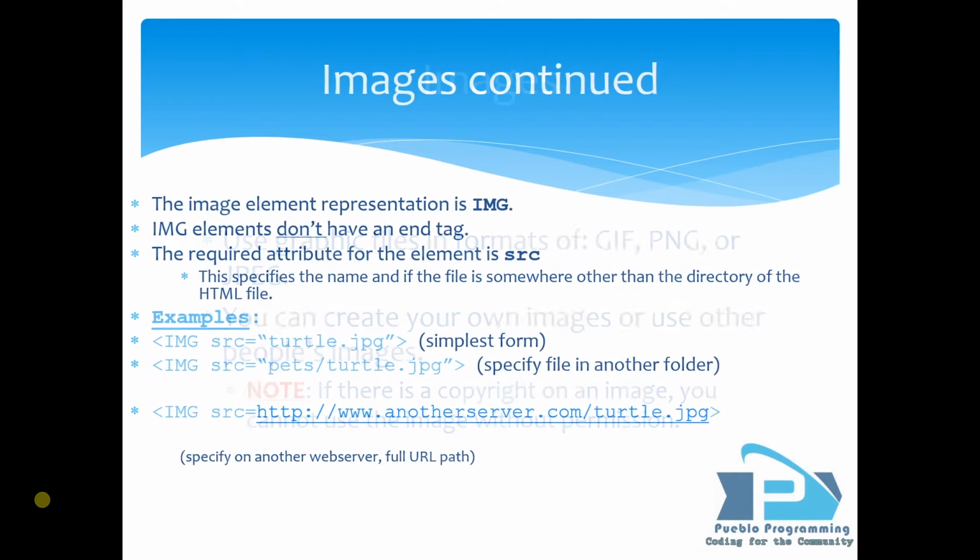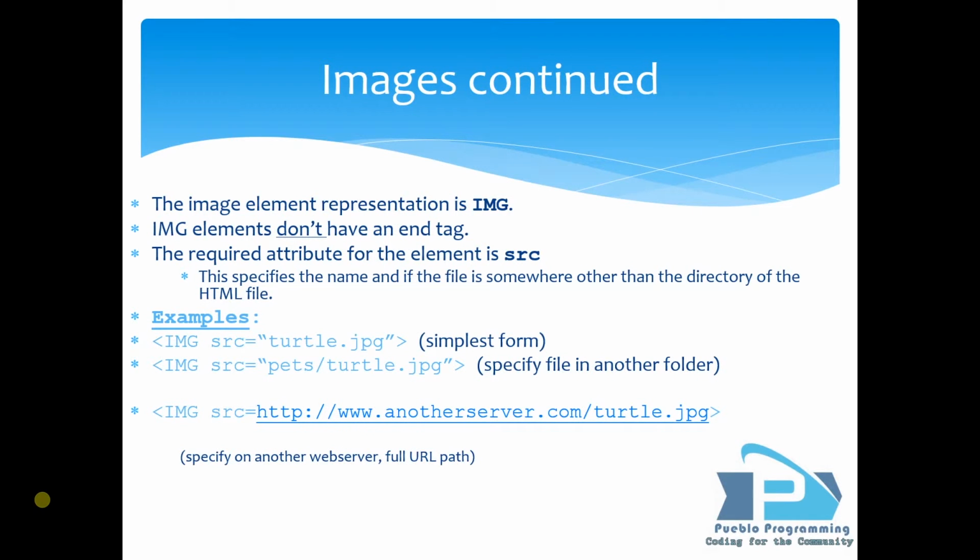An image element is represented using the syntax capital IMG. Image elements actually don't have an end tag, so that's something to be aware of as well. But just like for links with href, the required attribute for the element is src. This specifies the name and location of the file, if it's somewhere other than the directory of the HTML file itself. For example, when we have the image, you reference the source and then the name of the image itself. Say I created an image, or I copyrighted an image legally, and the name of the file was turtle.jpg. That is the syntax for how you would set that up.